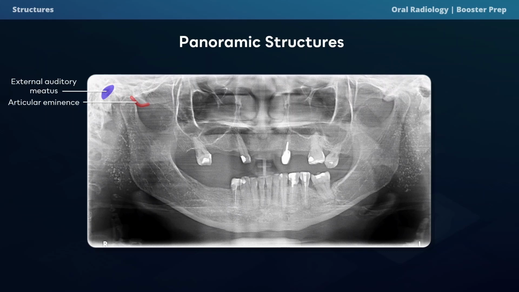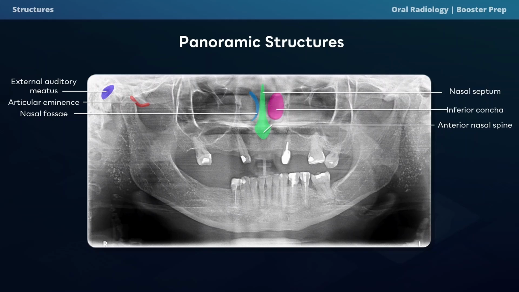The nasal fossa is an air-filled space in the nasal cavity, and it appears radiolucent. Adjacent to that is the nasal septum, which is a radiopaque vertical line that divides the nasal cavity. Below that is the anterior nasal spine, which is a V-shaped radiopaque projection of bone at the nasal base. And adjacent to that is the inferior concha, which is the bony projection in the nasal cavity that appears radiolucent.